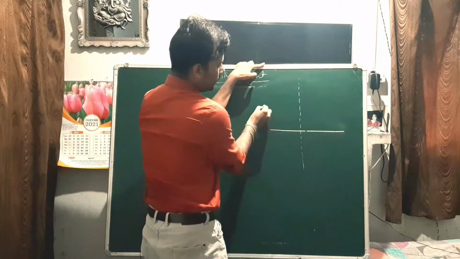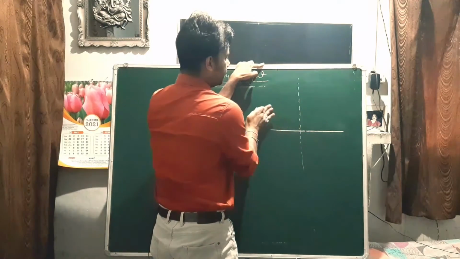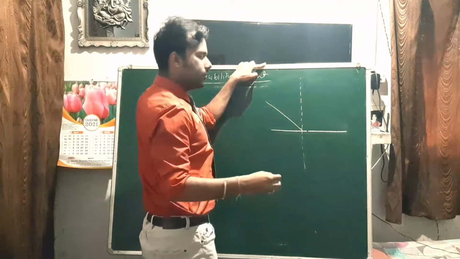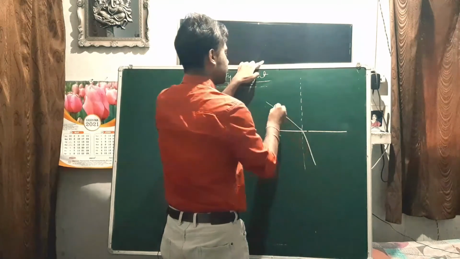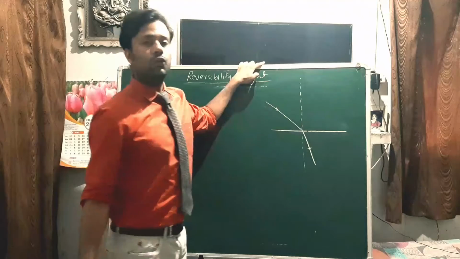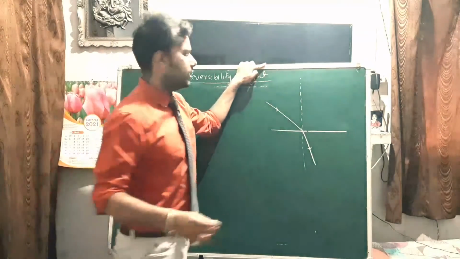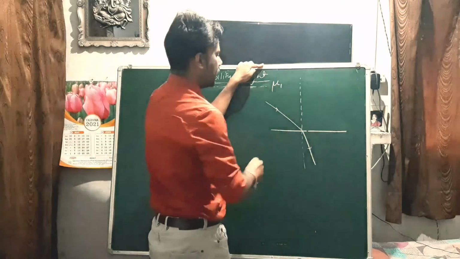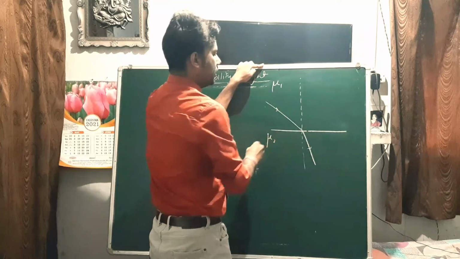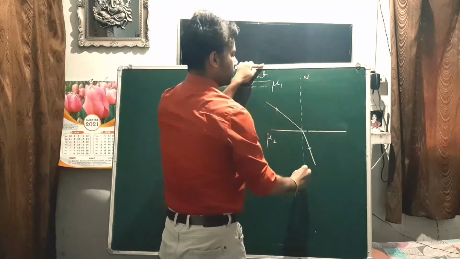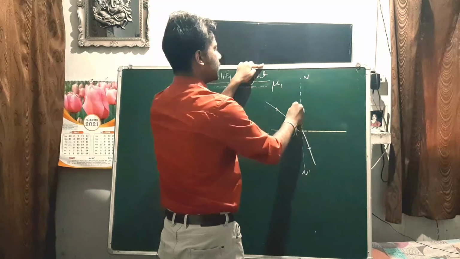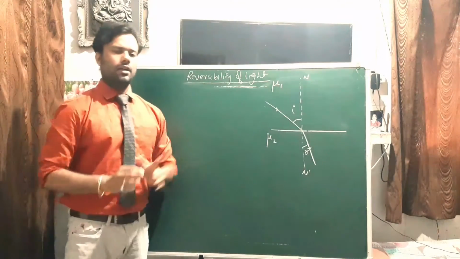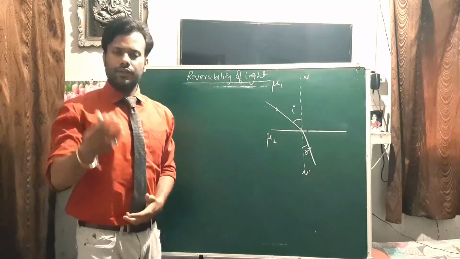The light is coming from, let's say, medium 1 here, and let's say it bends toward the normal like this. You know, light bends toward the normal when light goes from rarer to denser medium. So let the refractive index of medium 1 be mu1 and that of medium 2 be mu2, and the angle of incidence is i. Here the angle of refraction is r. It's a simple ray diagram of when the light suffers refraction.